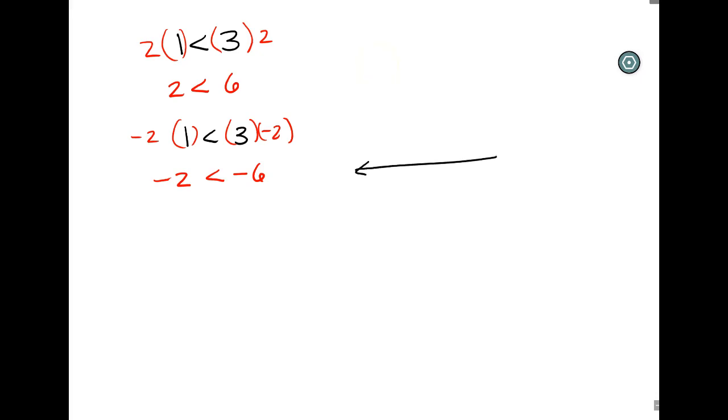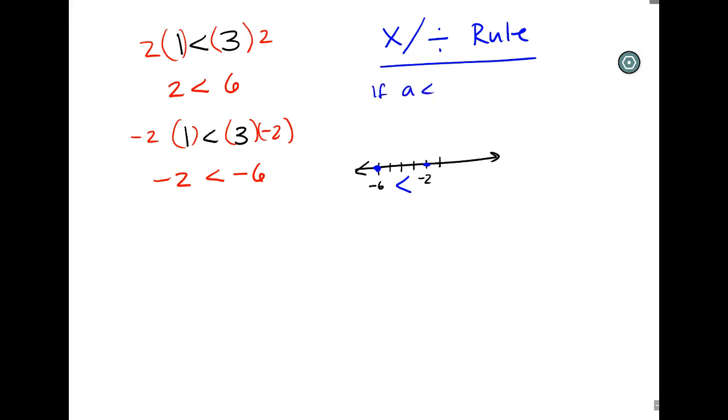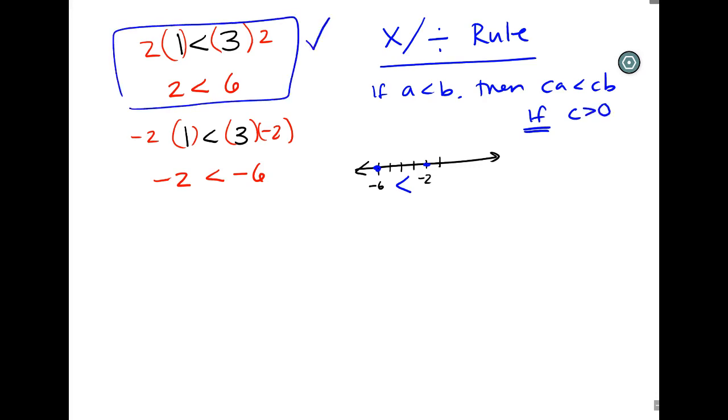Think back to our number line here. 1, 2, 3, 4, 5, 6. This is negative 6. This is negative 2. Negative 6 is less than negative 2 because it's to the left of negative 2. And that's not the way that this inequality is facing. So multiplication and division, when we talk about inequalities, they don't have the same rule. Their rule is, it's fine. If A is less than B, then CA is less than CB if C is a positive number, if C is greater than 0. So if we multiply by a positive, we're in this land and everything's A-okay.